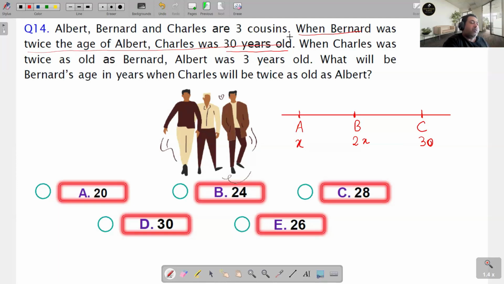All right. In that case, we can see here that the difference of their ages, that is C minus B, is equal to 30 minus 2X, which is always going to remain consistent. And the difference between A and B is 2X minus X. So B minus A is equal to X. Right? All right.